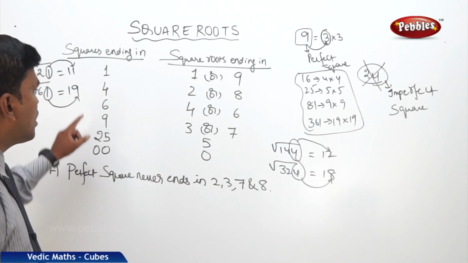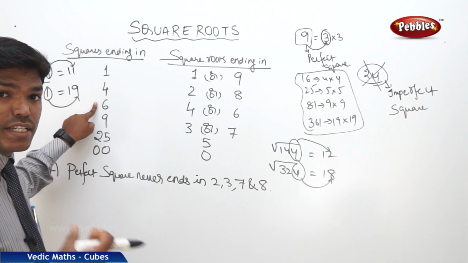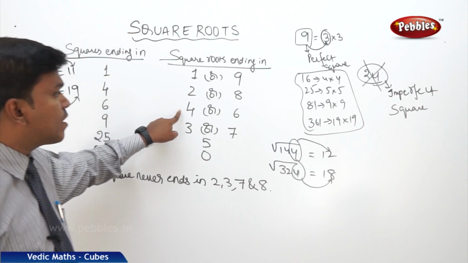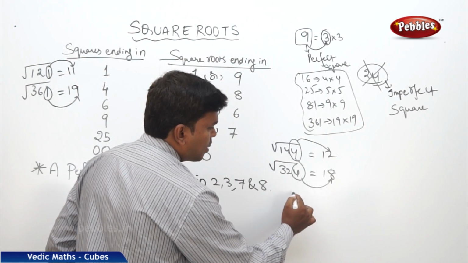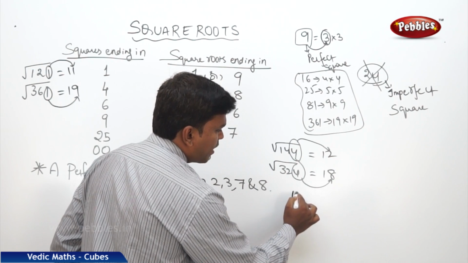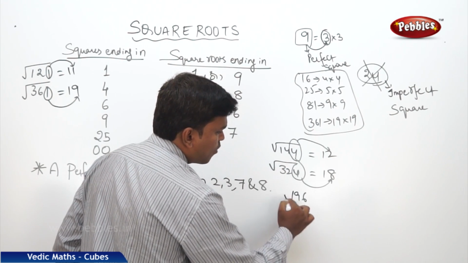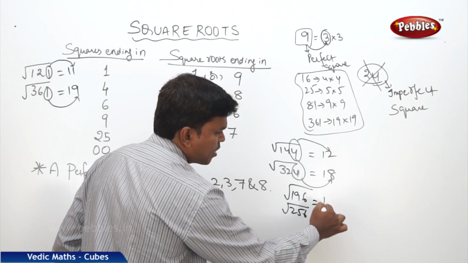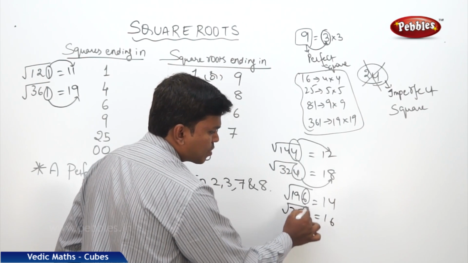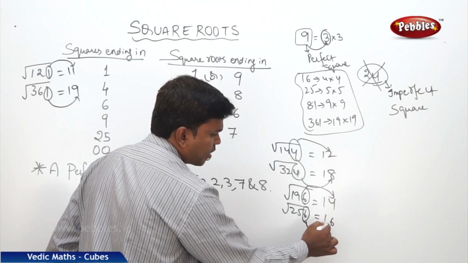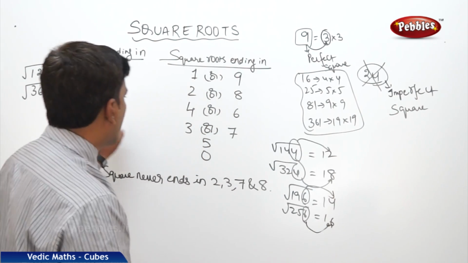Similarly, if a square number is ending in 6, its square root should end in 4 or 6. What is the example? Say 196, 256. Both are square numbers only. This square root is 14 and this square root is 16. Both are ending in 6 only, but the square roots end in either 4 or 6, like this.